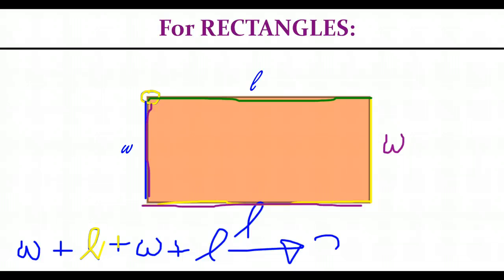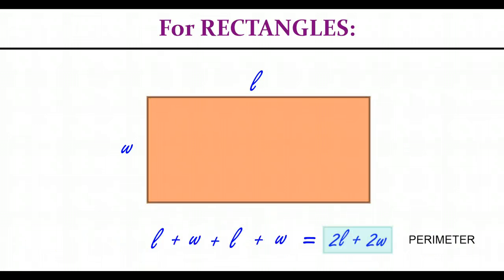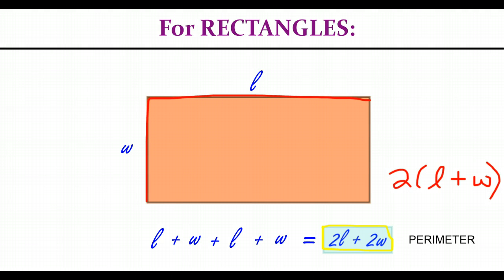And we'll notice that we have two lengths that we're going to add together and two widths that we're going to add together. And this really is the more common formula for the perimeter of a rectangle. Not length plus width times length plus width, but rather 2 times the length plus 2 times the width. You can also see it sometimes written as 2 times the length plus width, because we are more or less going across the length and width once, and then the length and width again.